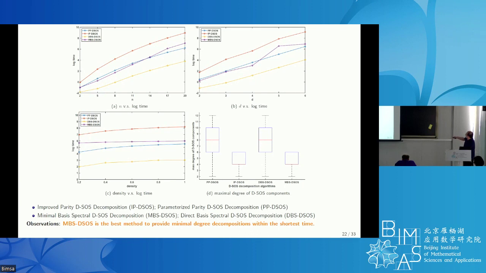So it can be different depending on the tested cases, right? In general, we can just summarize that the minimal basis, the last method that I introduced in the last slide, provides the best method and the decomposition with minimized degree, and the computing time is just this purple line. It's not the best time, but among the best times, the degree is minimized. So with this compromise, this should be the best method in practice.